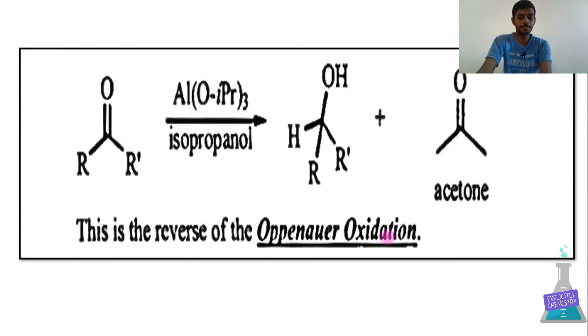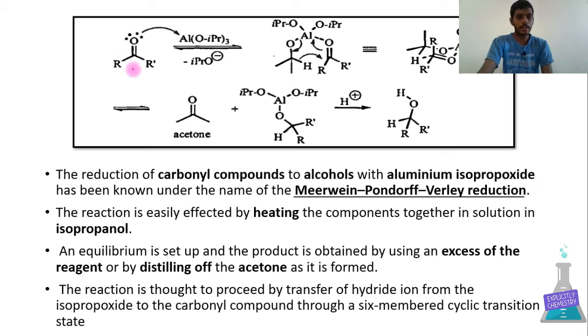Let's see the mechanism. See, this is the ketone or carbonyl compound. It attacks the aluminum, which is in the aluminum isopropoxide, forming this 6-member intermediate. Here this double bond will shift over here and this hydrogen will move over here, which is called hydride transfer, and the O will come over here forming the acetone, and the rest of this will form this complex. After the hydrolysis, the alcohol is obtained.